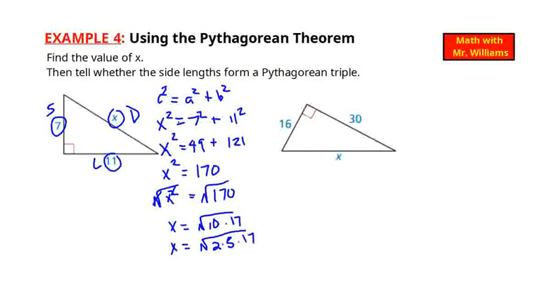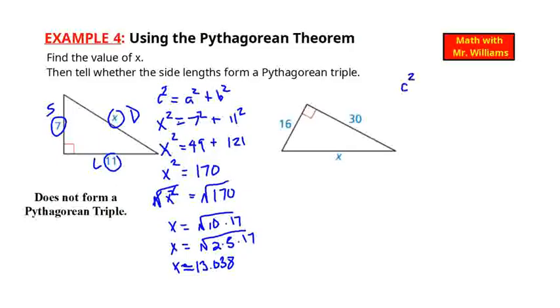Now it looks like there's nothing that's going to be pulled out all the way, so let's go ahead and type that in decimal, see what we get. And in that case, we do get x equals 13.038. Okay, so this one does not form a Pythagorean triple. All right, on to B, write down our formula.